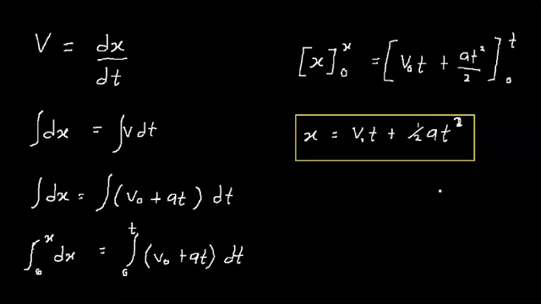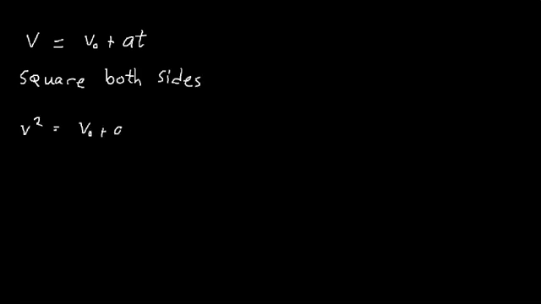To derive our third equation, let's take our equation 1, which is v equals v naught plus at, and square it. So when we square both sides, we get v square equals v naught square plus 2 v naught at plus a squared t square.